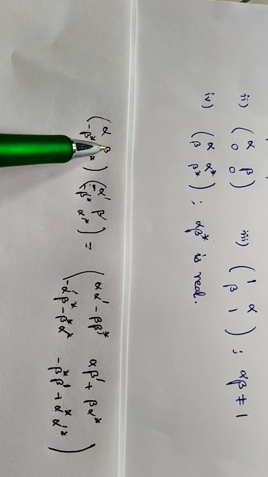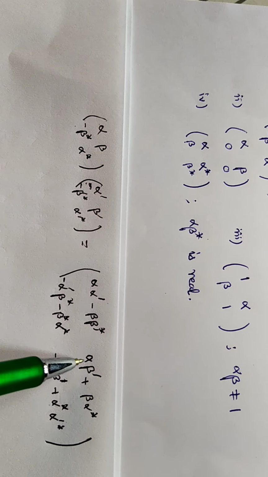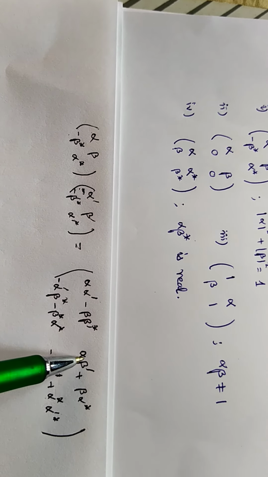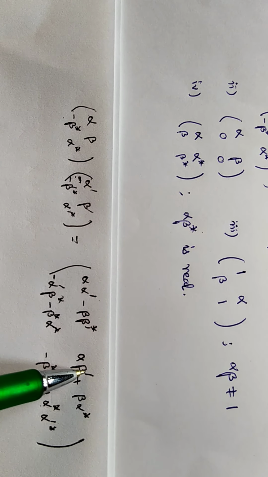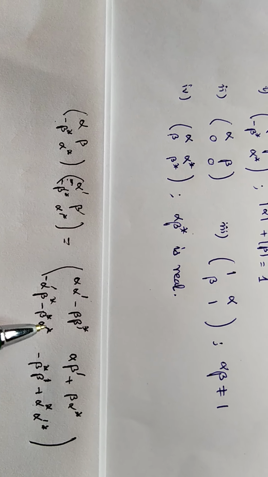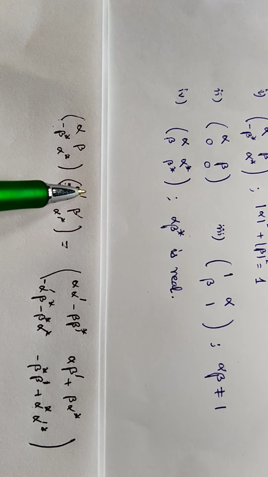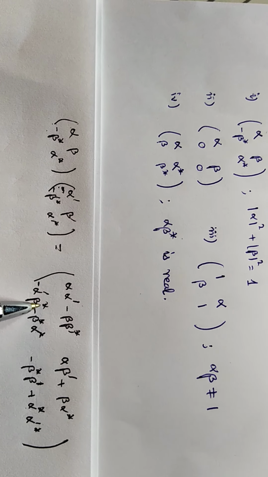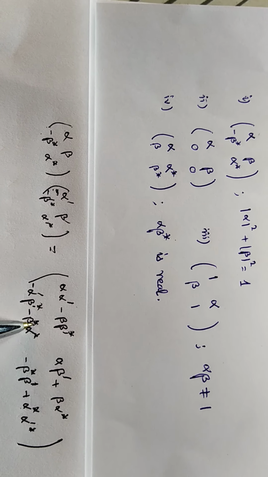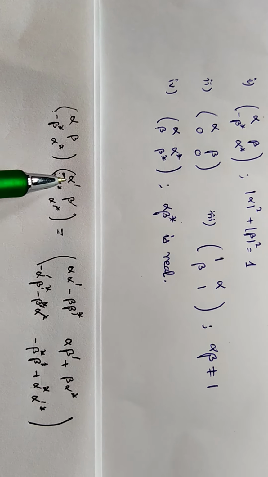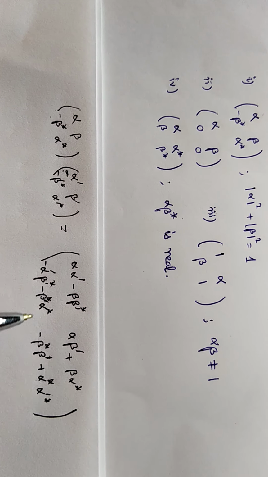And if this is beta, this is minus beta star. If this is beta, then what is the star? Alpha star beta prime star, this one and this one, this is beta prime star, right? Beta prime star, this one, this, alpha beta prime star, yeah.